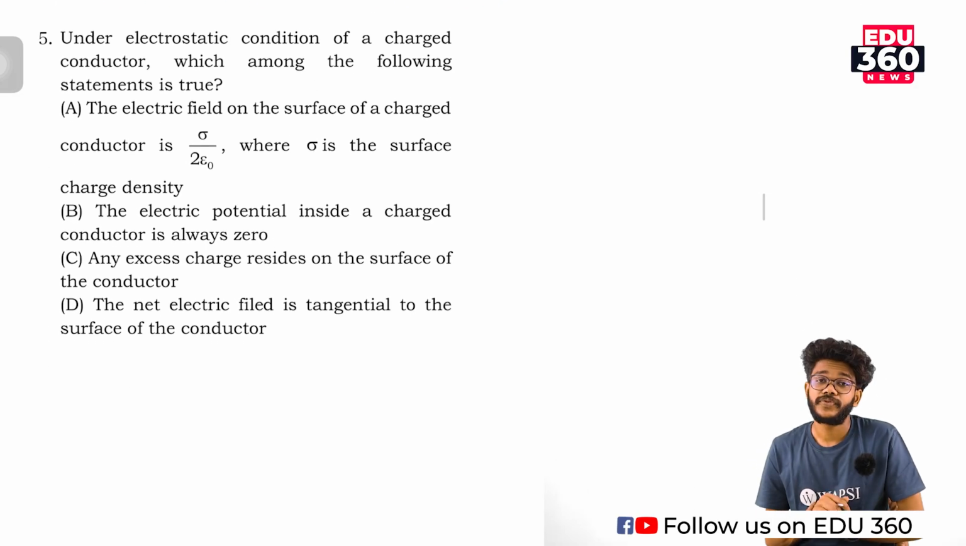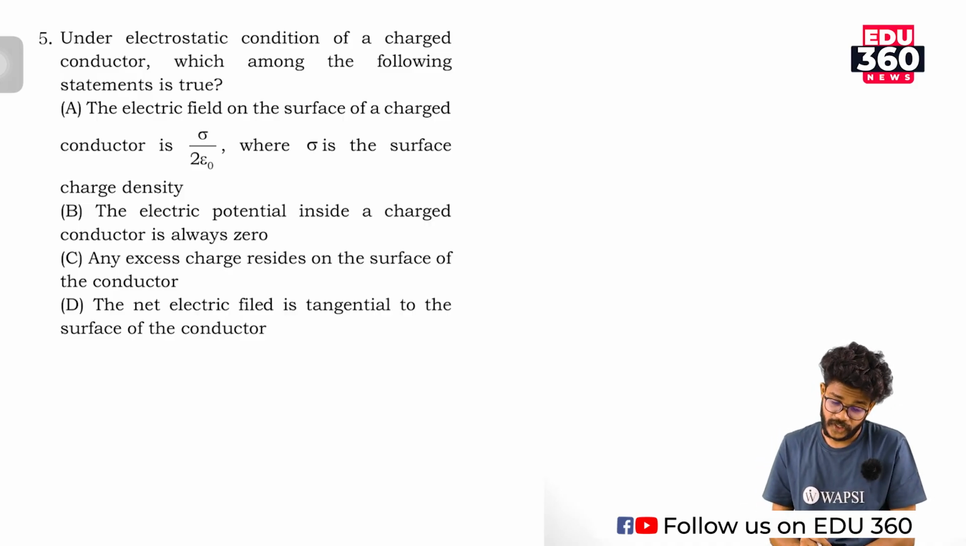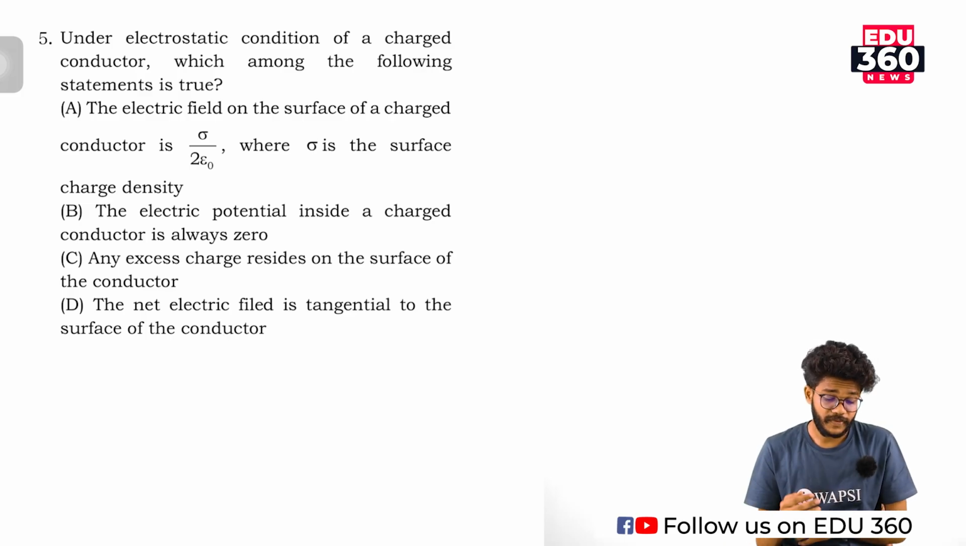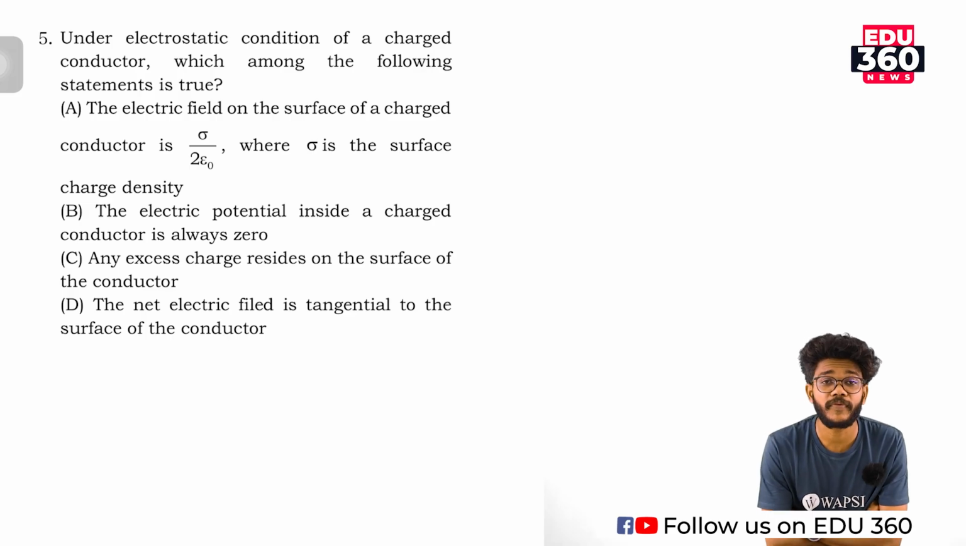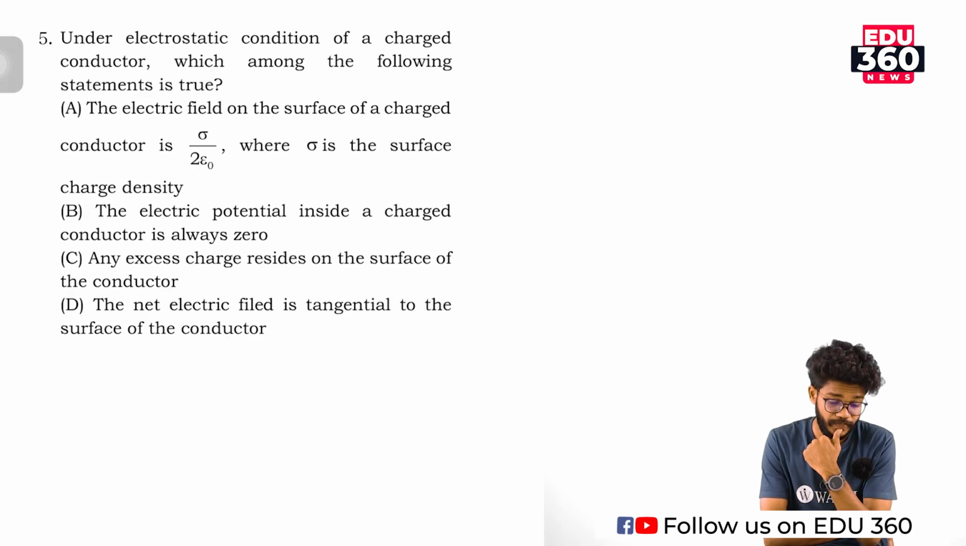And we can move to the fifth question. Under electrostatic condition of a charged conductor, which among the following statements is true? The electric field on the surface of a charged conductor is sigma by 2 epsilon 0. So they are giving the equation for the electric field on the surface of a conductor. What's the shape of the conductor? We don't know. It can be a metal plate, it can be a sphere. By changing the shape, the equation for the electric field also changes. So that statement must be wrong.